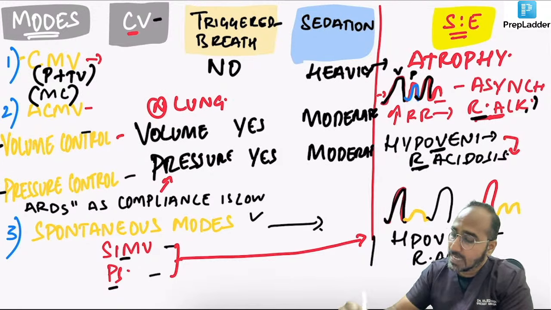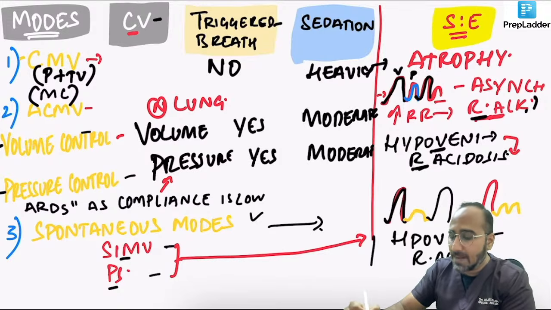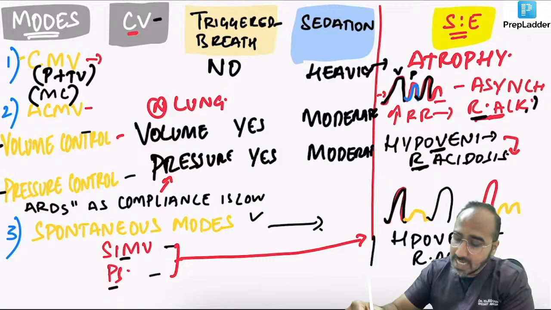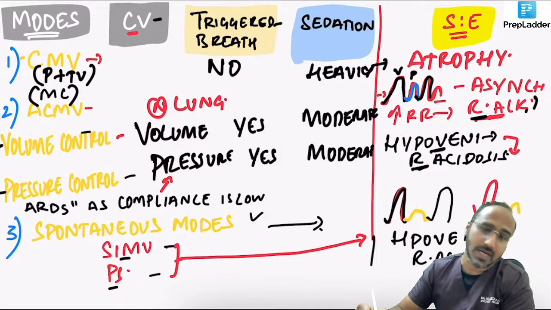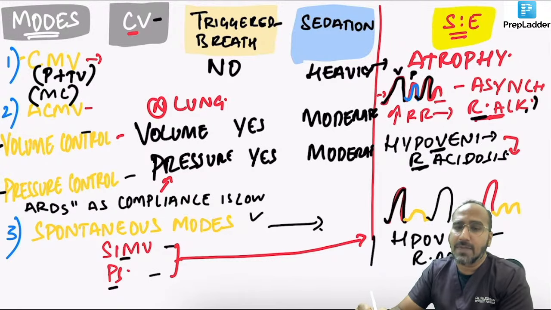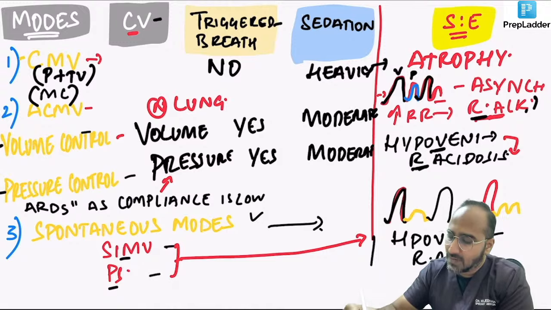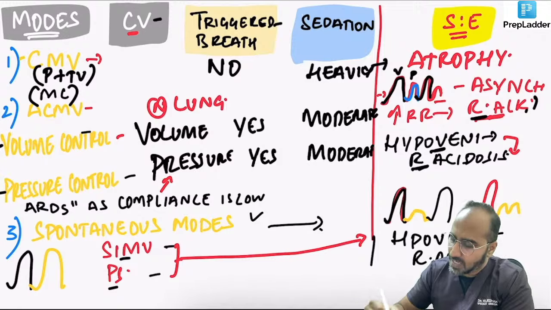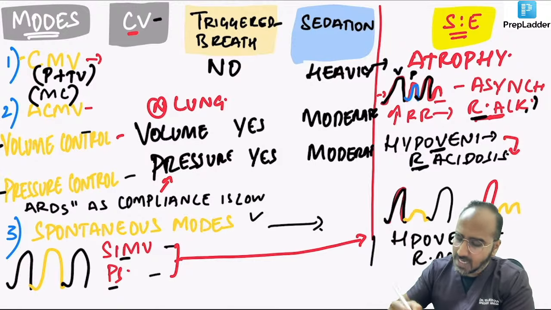But here also, two things can happen, guys. In SIMV mode, the patient can develop respiratory alkalosis or respiratory acidosis, depending on how the patient is. Sometimes the patient is improving well. Then what will happen in SIMV mode? We deliver a breath, the patient also takes a breath which is very much equal. Then we deliver a breath, and again the patient takes a breath.